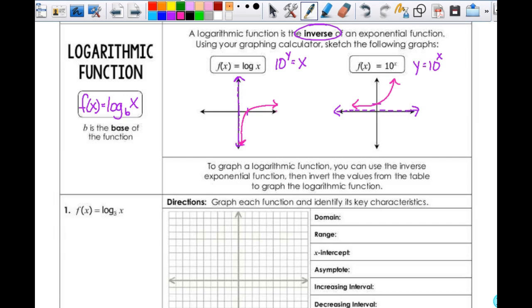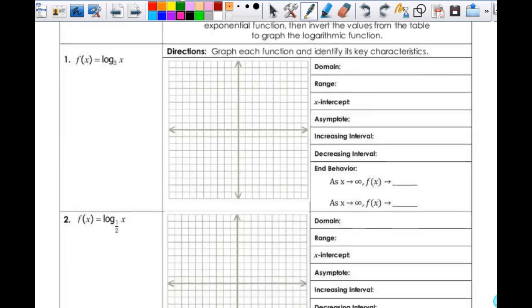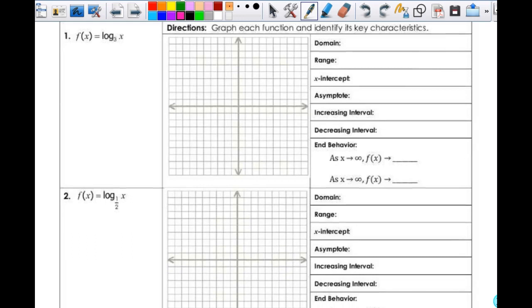The easiest way to graph logs without a calculator and understand where everything is, is to put it in exponential form. Not really do the inverse necessarily, but just write it in exponential form and go from there. We're going to do that and look at it in a different way as well. But we're going to just graph some basic parent functions without transformations first. So here's this first one. I have f of x equals log base 3 of x. So the first thing we're going to do is just rewrite it in exponential form. So this would become 3 to the y power equals x.